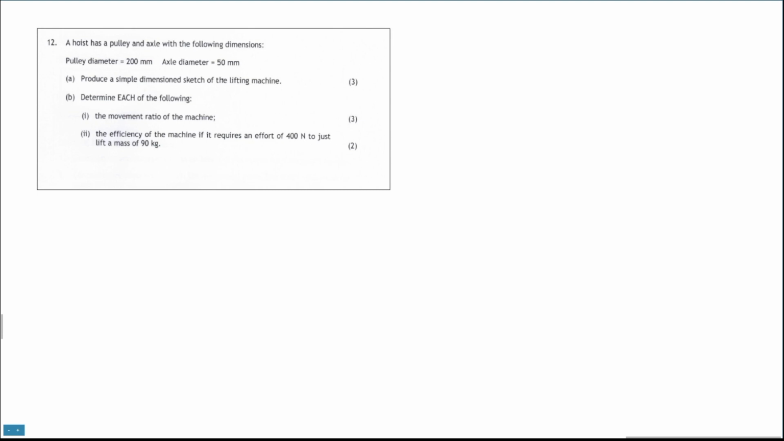Okay, let's have a look at number 12 here. A hoist has a pulley and an axle with the following dimensions. Pulley diameter and axle diameter. So we are going to produce a simple dimension sketch of the lifting machine. We're going to draw it anyway. Even if they didn't ask me to, I'm still going to draw it.